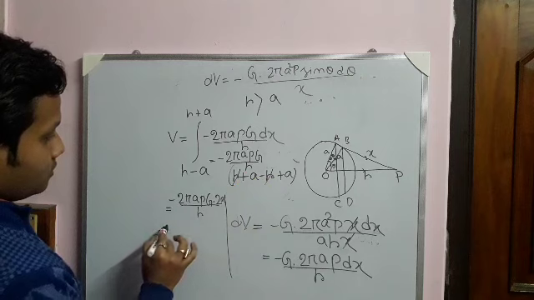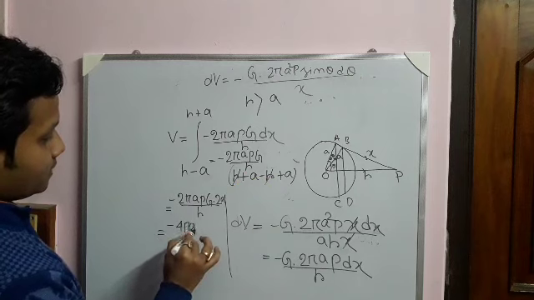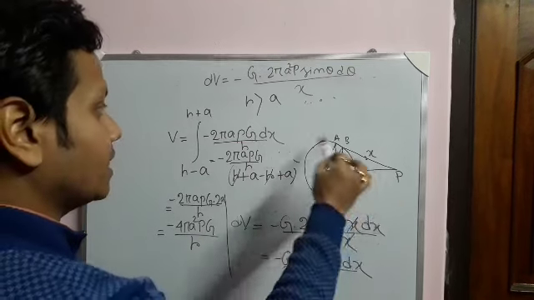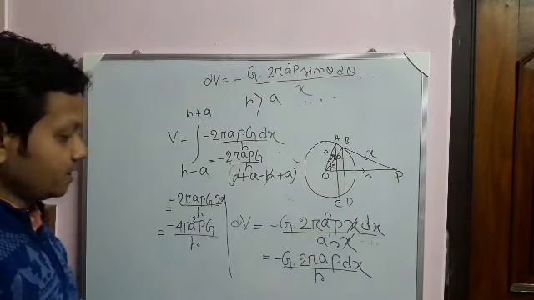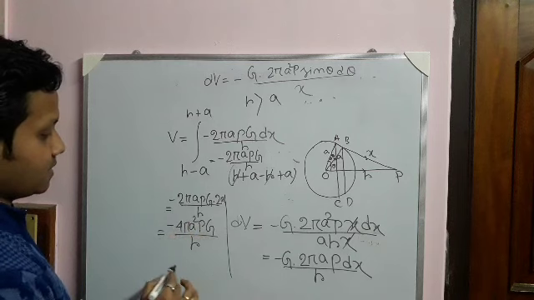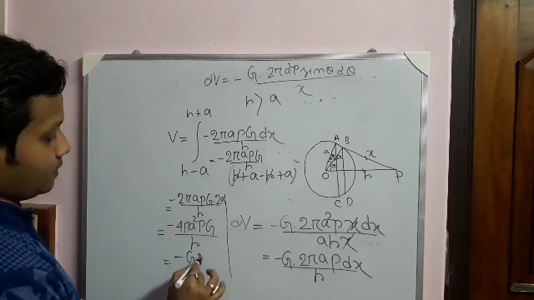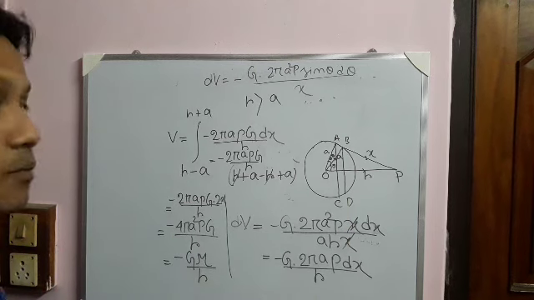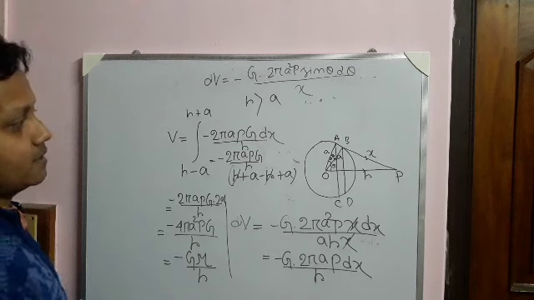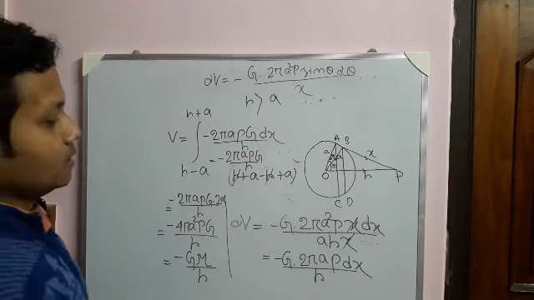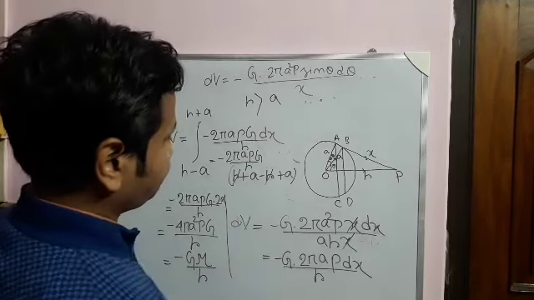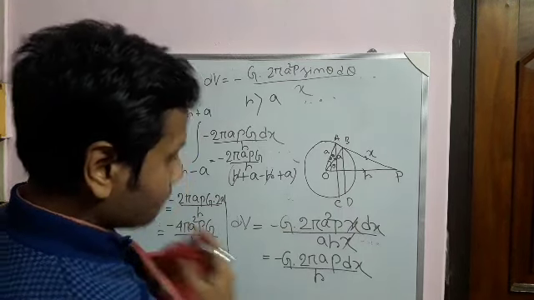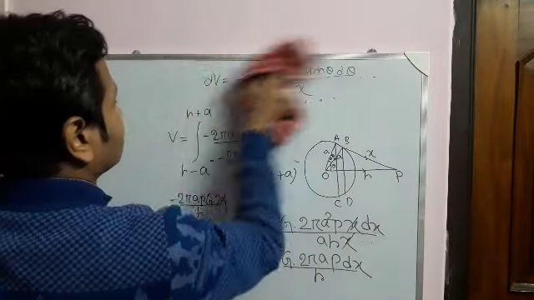So the result will be 4 pi a square rho g upon r. Now what is 4 pi a square? The area of the shell, and rho is mass per unit area. So this term represents the total mass, which is capital M. So we can see that for a point lying outside the shell, the potential is nothing but minus GM by r. Okay.